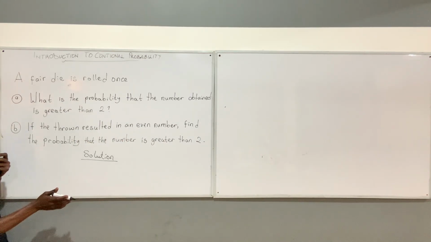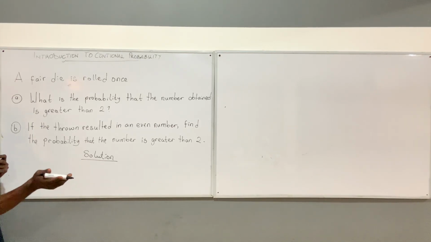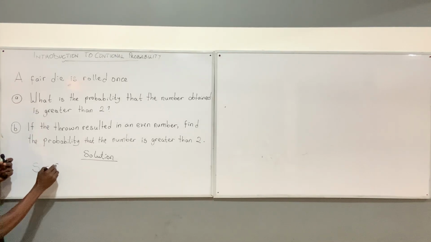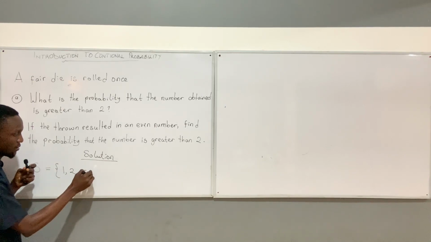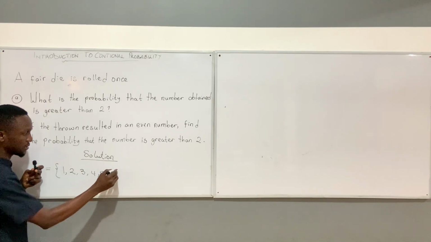So to do this calculation, we need to find the sample space. Why are we saying sample space? Because we need the total number of outcomes. Now, when we throw a die once, there is a chance that we will get a 1, a 2, a 3, 4, 5, or a 6. So let S be our sample space. Our sample space S is going to give us 1, 2, 3, 4, 5, and 6.